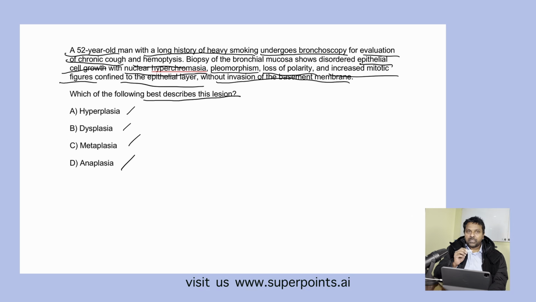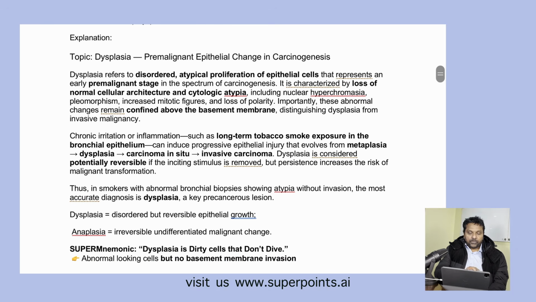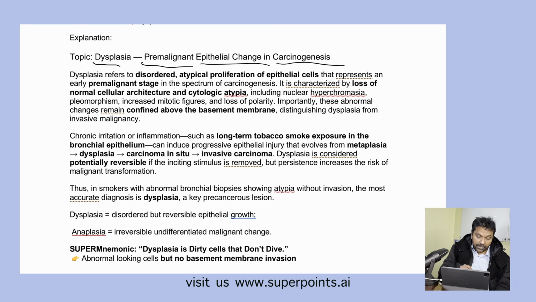So the best one here is dysplasia. Why? First of all, what is the topic? Dysplasia is pre-malignant epithelial change in carcinogenesis. Dysplasia refers to disordered atypical proliferation of epithelial cells that represents an early pre-malignant stage in the spectrum of carcinogenesis. It is characterized by loss of normal cellular architecture and cytologic atypia.